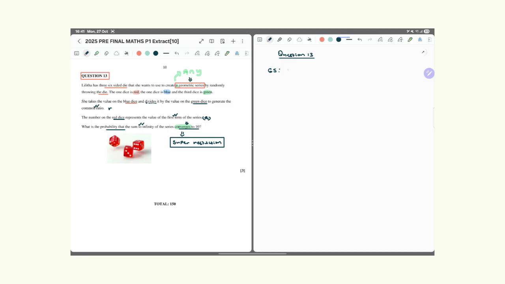Geometric series such that A has how many possibilities? It can be 1, can be 2, can be 3, can be 4, can be 5, can be 6, because this is out of the red die. So literally we've got 6 possibilities here.